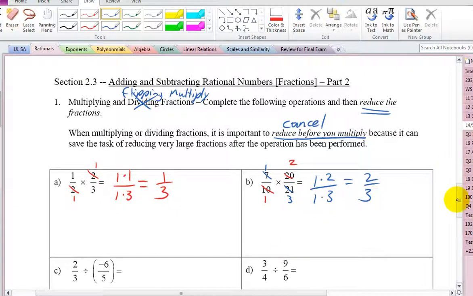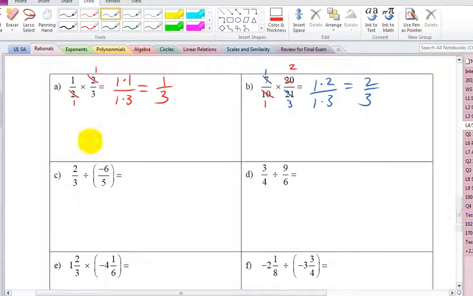Okay, now for the next one, this is the key point to remember. Always flip the second fraction. Okay. So 2/3 does not change. We don't divide, we change it to a multiply. And now we have 5 times -6.